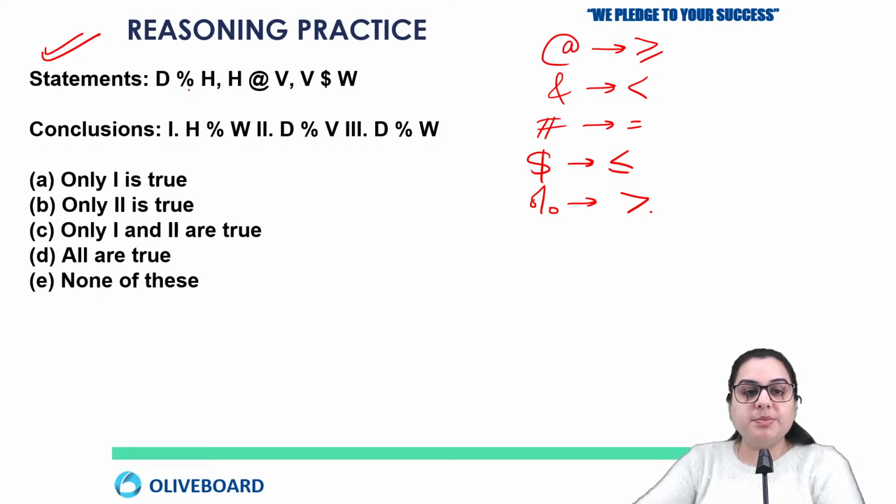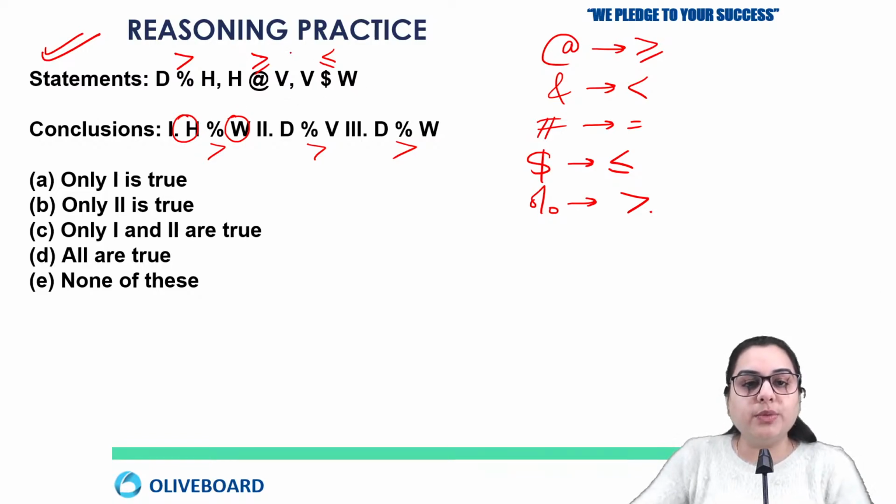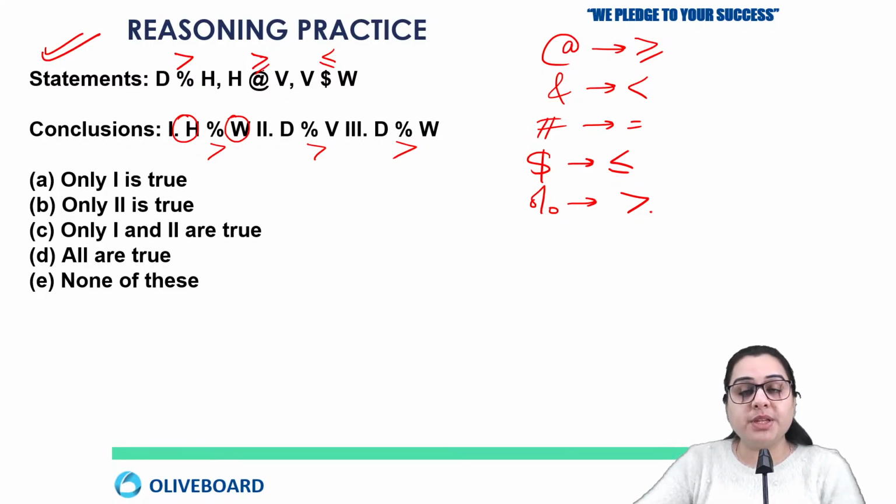Okay, so it is D percent H, right? Percent means greater, at the rate means greater equal, dollar means smaller equal. So the first one is percent, percent, percent. So all are percent, so it means greater. But the first conclusion is between H and W. If I check between H and W, we have a relation of opposite sign. That means there are three possibilities. So here the first conclusion will be wrong.